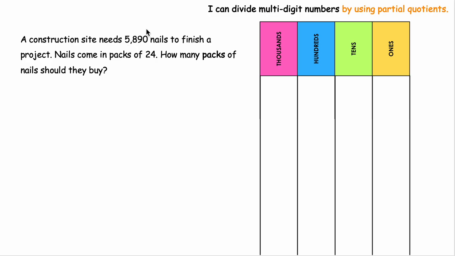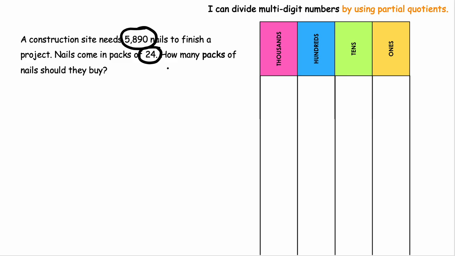Let's start off with cubes. We'll circle the numbers that are in our problem. So we have 5,890. We have 24. And there's no numbers in written form, so we're good there.